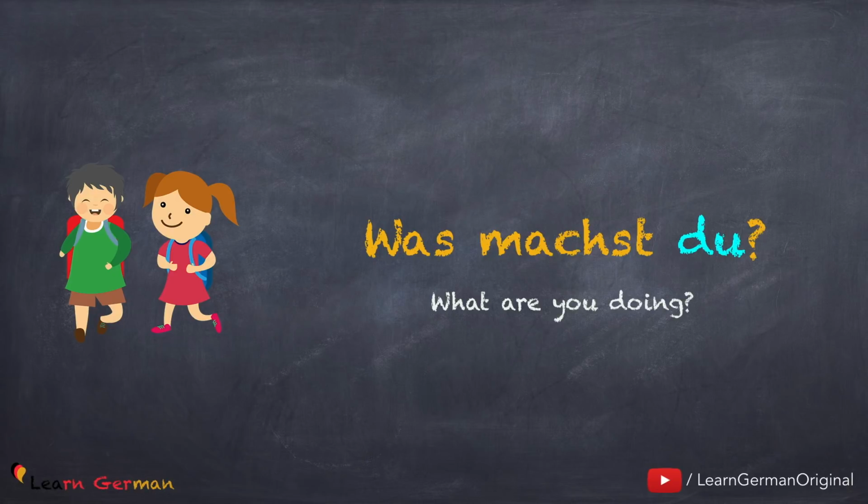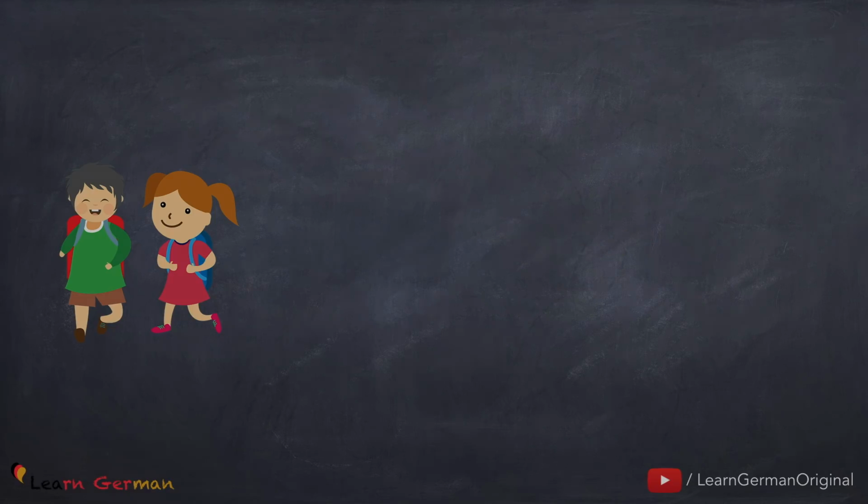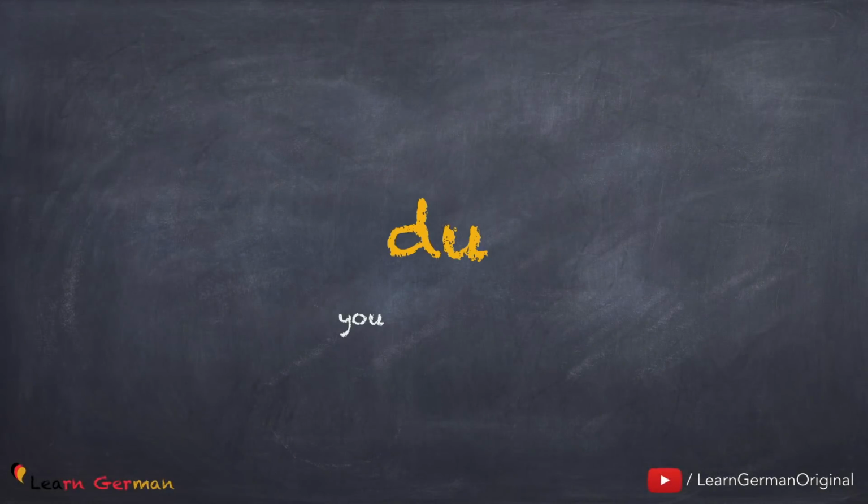Sie and du. Both are pronouns which have the same meaning in English, you. However, in the German language, they are not interchangeable. There are specific situations where you can use each one of them. It's very important to use the correct pronoun in a certain situation. Now let's learn in which situation we use which pronoun.